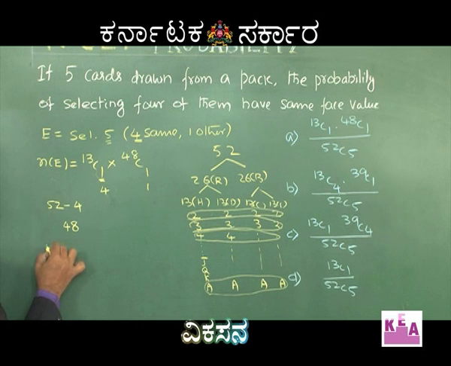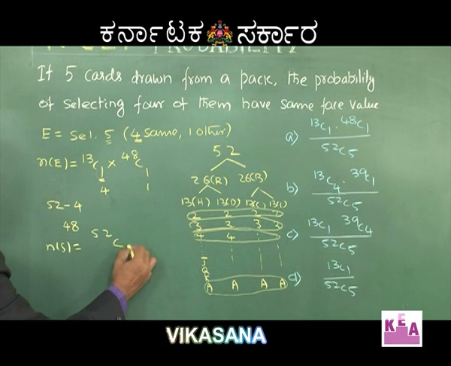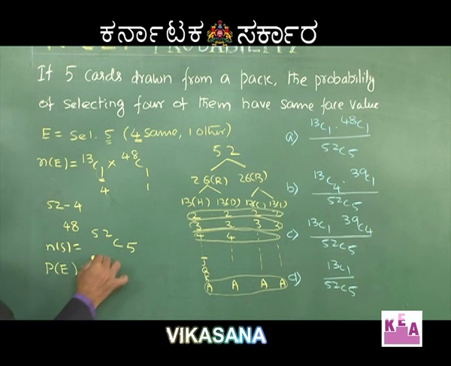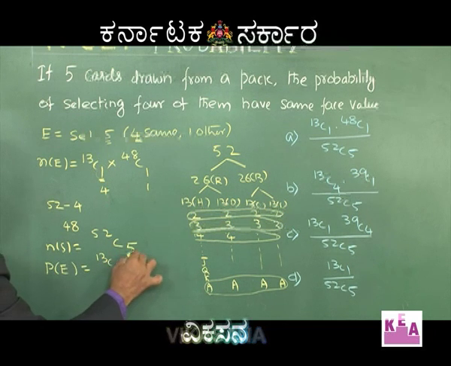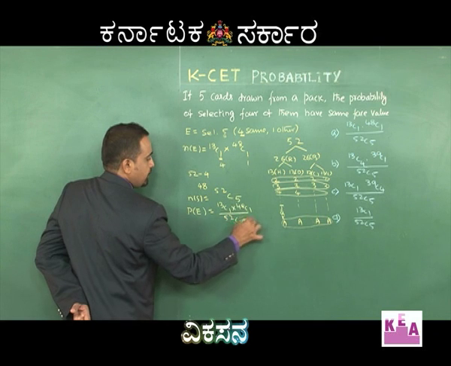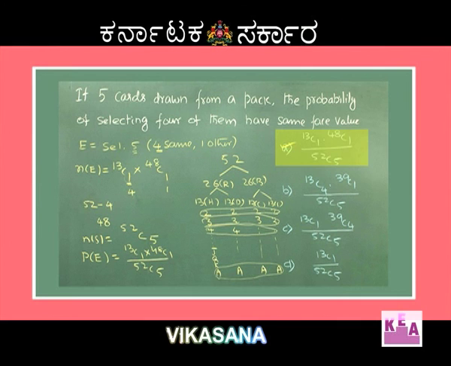Now, n of S. What is n of S? Total 52 cards are available. From 52 cards, selecting total 5 cards. So, by the classical definition of probability, n of E by n of S. N of A is 13C1 into 48C1, divided by 52C5. So this is option A.